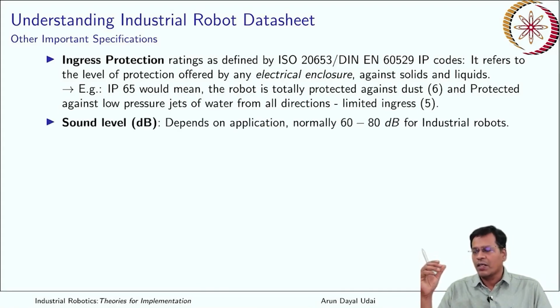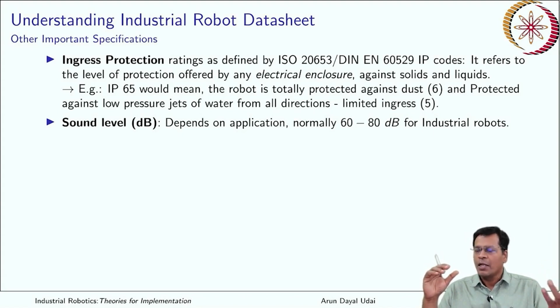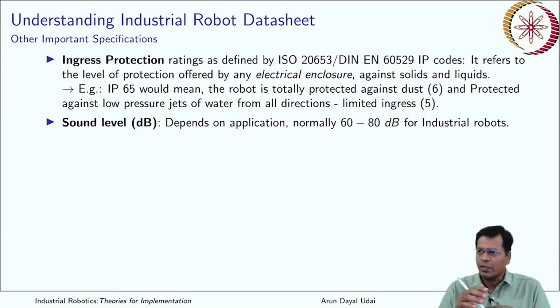And then sound level. Different robots work with different maximum sound they can generate depending on the application, right? So normally for industrial robots it lies somewhere between 60 to 80 decibels, which is very good. But for special applications like medical and all, that requires your robot to be below 40 decibels. So there is a special class of robots defined by the manufacturer, which are tested to give you less noise, and those are suitable for applications like medical and all.